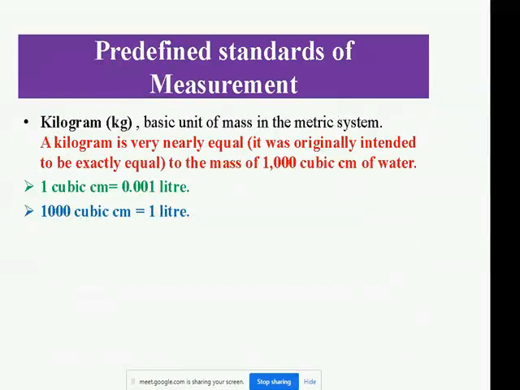The second very important term is kilogram. The basic unit of mass in the metric system is kilogram, not gram. A kilogram is very nearly equal to the mass of 1000 cubic centimeter of water. What is cubic centimeter? If we take a rectangular box, the volume is in cubic centimeter. If the length, breadth and height are given, then we calculate the volume in cubic centimeter or centimeter cube.